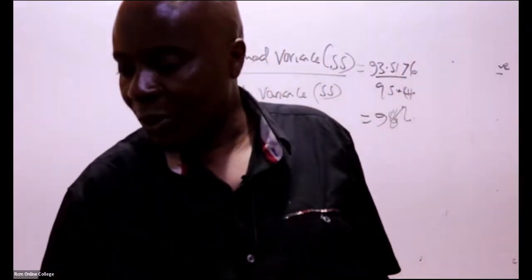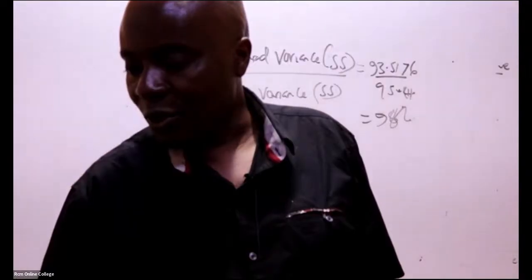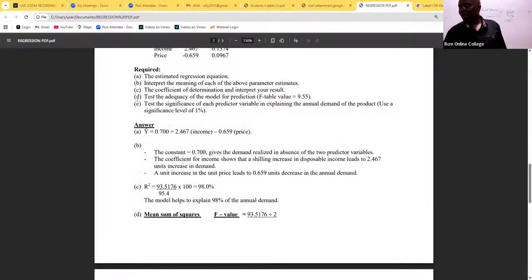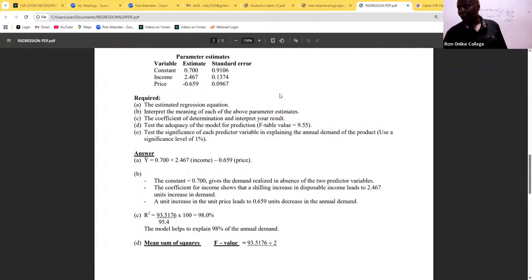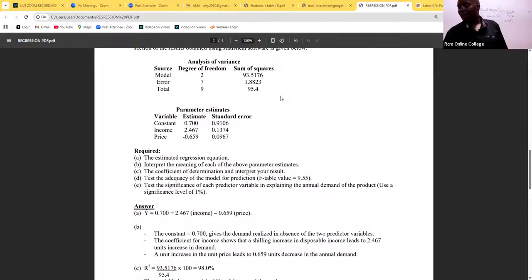Ladies and gentlemen, I'll be able to take you straight away to this one here. So D, they want me to test the adequacy of the model for prediction, and they've given me the F tables value as 9.55. So the only thing I need to do is to calculate the F ratio from these things. Somebody calculate the F ratio for us.